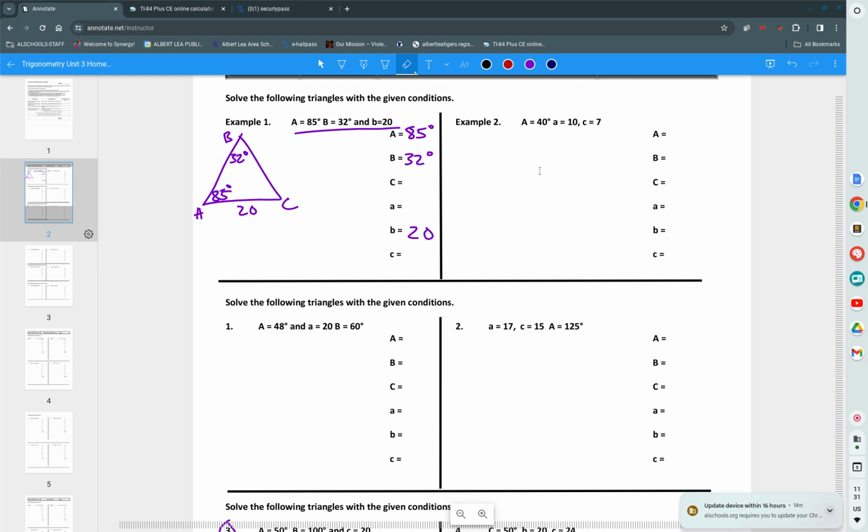Well, you'd like to, but the problem here is that, see how 85 is angle A, 20 is side B? They have to match. So you're gonna do sine of 32 over 20, because that's B, is equal to the sine of 85 over A. Make those two into decimals, and then you should be able to cross multiply.